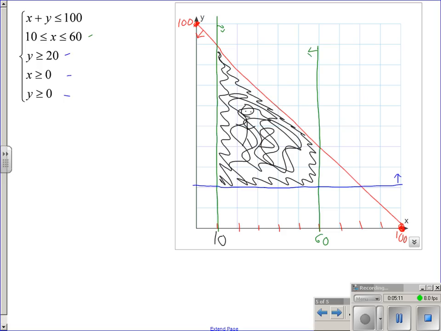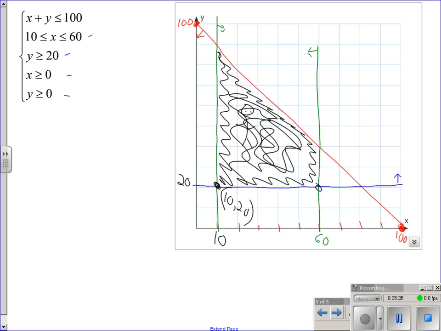What you may have to do with other problems is solve the system, figure out where those two lines are intersecting. So you'd have to do substitution or elimination to solve that system. They're not always going to be nice and convenient like this example is. But we have this vertical line here at 10. We got this horizontal line at 20. That means this point is at 10, 20.